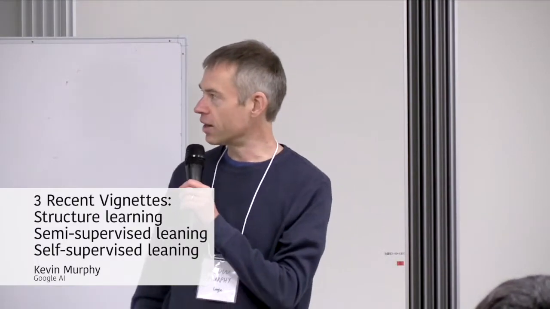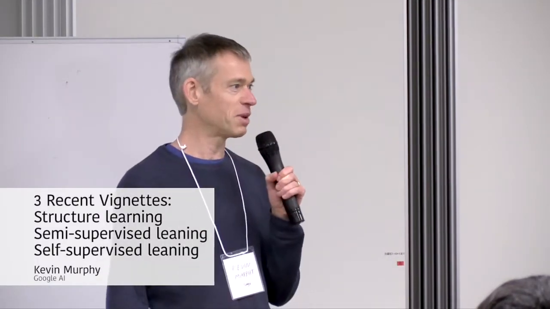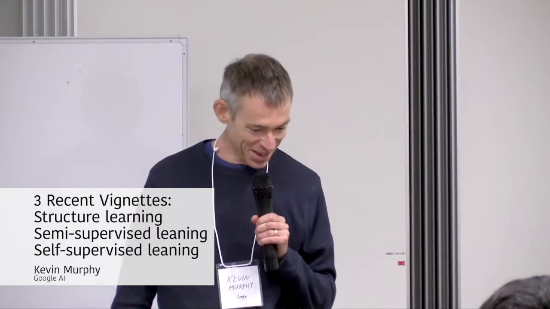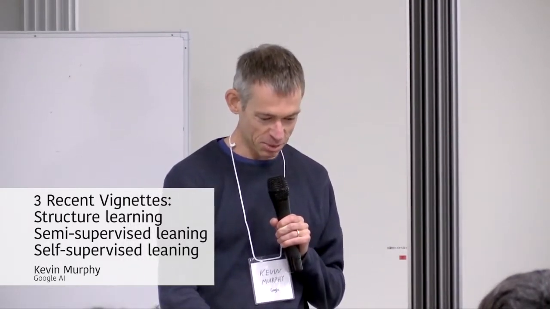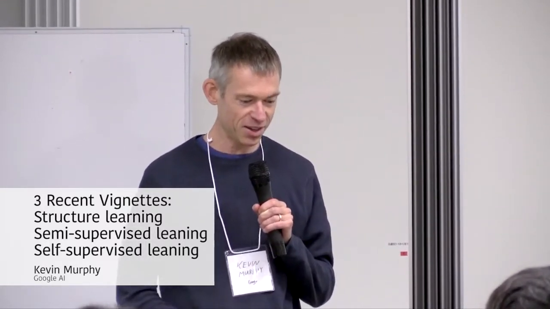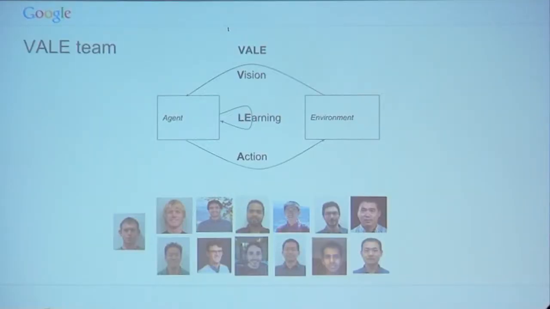So I'm at Google. We used to be called Google Research. We've been rebranded Google AI. And I'm part of the machine perception group. And I'm running a team called Veil, which I created a couple of years ago. And that stands for vision, action, and learning. And so a lot of the work we do is machine learning for computer vision problems. And you'll see that as a theme.